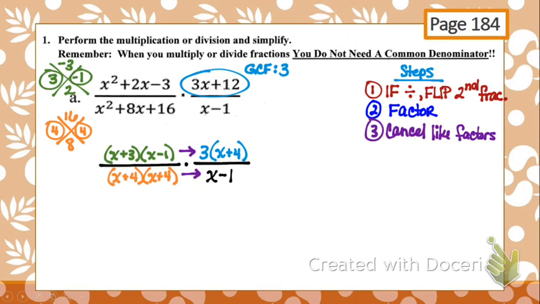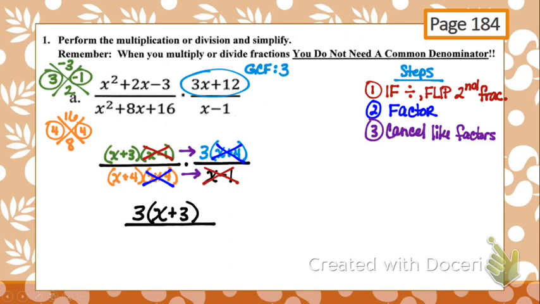Yes. X minus 1 will cancel with x minus 1, and x plus 4 with the x plus 4. So let's write down what we've got left over then. What do I still have in the numerator? Yep, x plus 3 and 3.